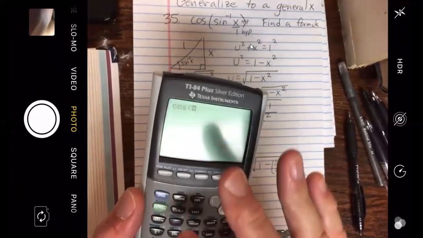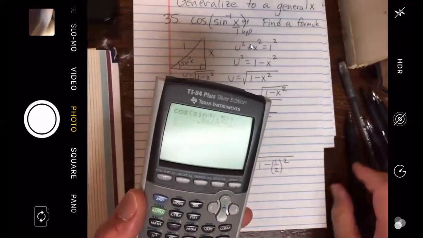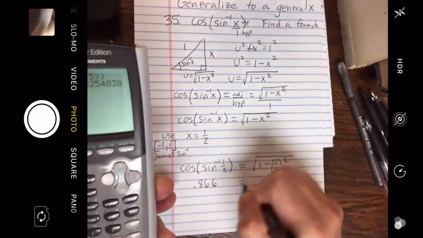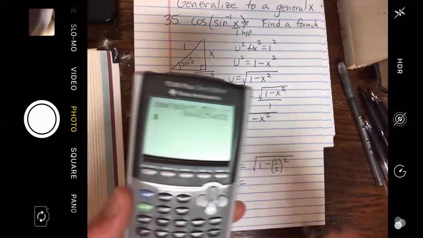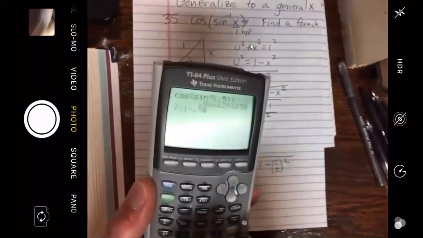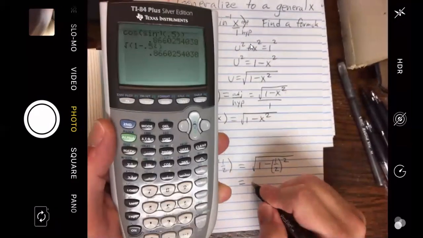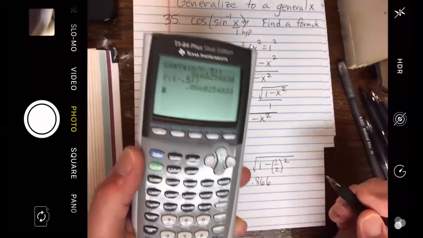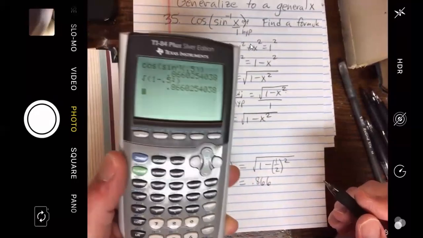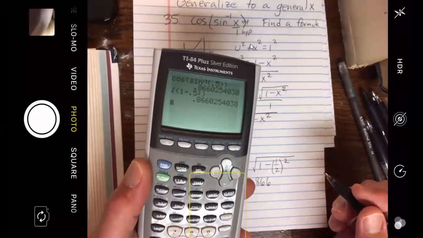Cosine of arcsine of 0.5 gives 0.866. Square root of 1 minus 0.5 squared, the same thing. So I hope that proved something to somebody, or unfortunately it may have proved only something to me.